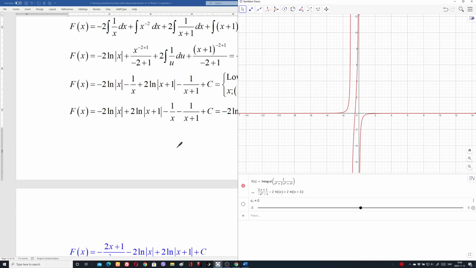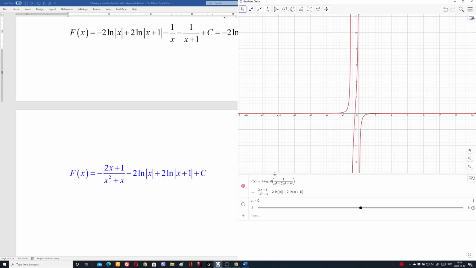So GeoGebra is saying the result is minus x minus x power 2. If I'm drawing this one here up, this will be x power 2 plus x, 2x plus 1 divided by x power 2 plus x, minus 2 ln x plus 2 ln x plus 1, plus constant, which means here 0. So GeoGebra is saying that I have it right.